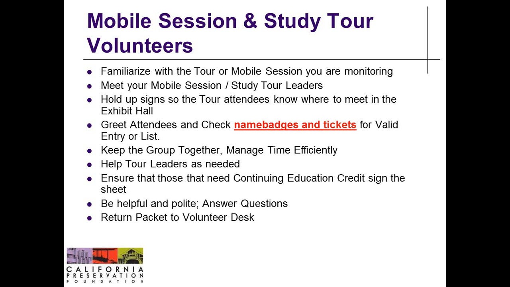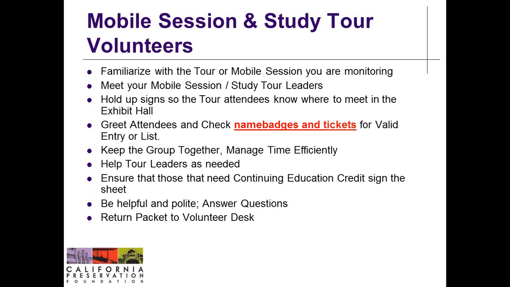Now, I just said that the name badges are taking the place of tickets, but those are only for people who pre-register and register for the whole conference. There are some folks who are coming just for tours. And so if someone is coming just for a tour, they're going to have a ticket. They won't have a name badge. And so they will need to present you with that ticket. But again, your final back check is that list of attendees that will be in the packet.